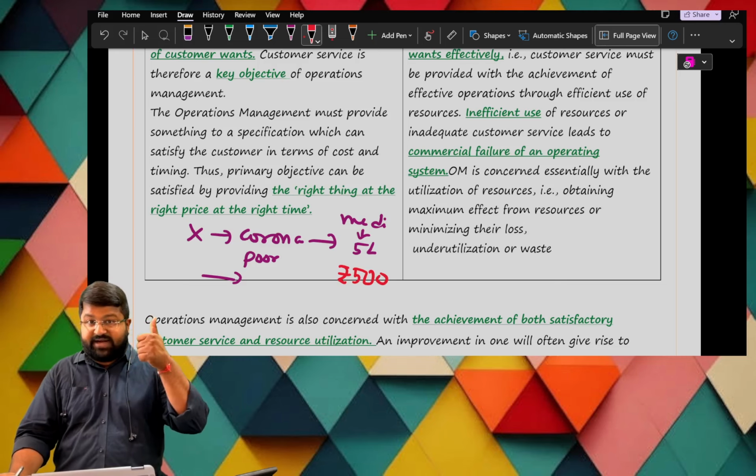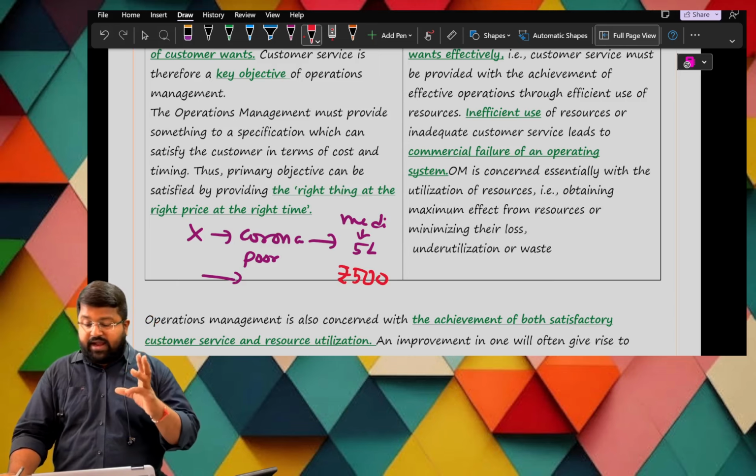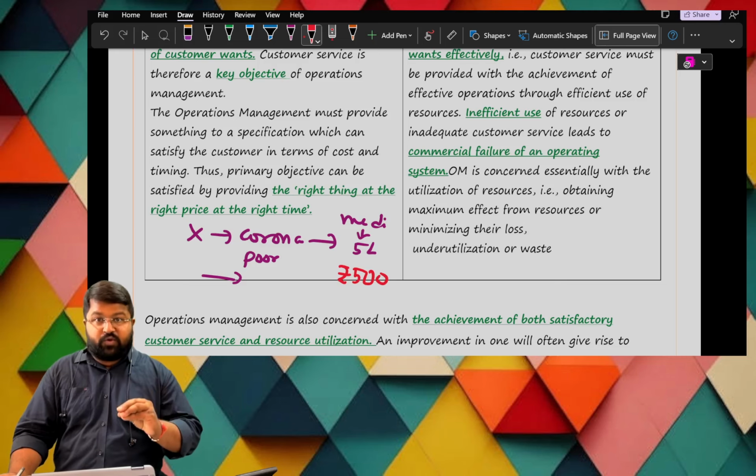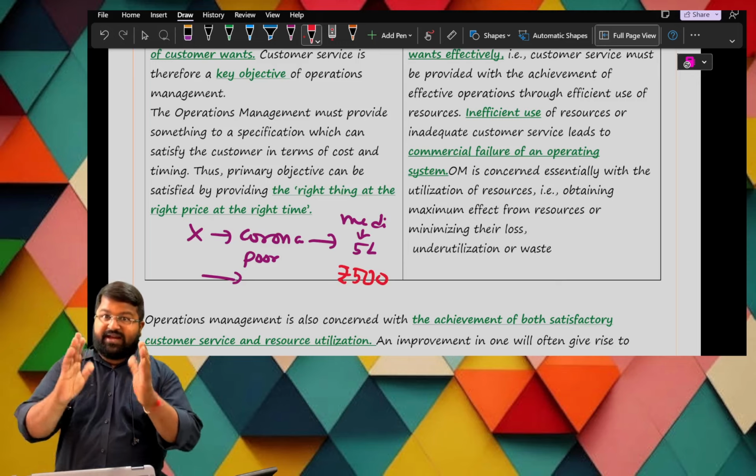So the three features: the right thing. When persons have a requirement for a vaccine, I have released the vaccine, at the right price. The price is also a good price, and at the right time. The right thing, the vaccine, is being given at the right time, when it is required.